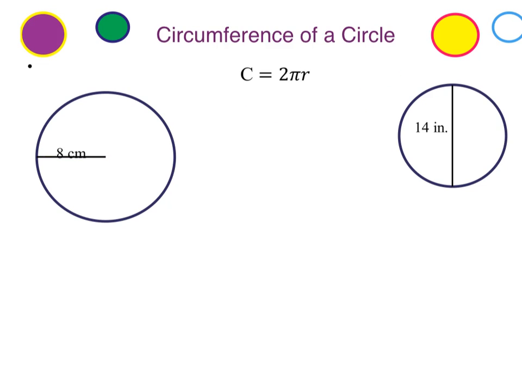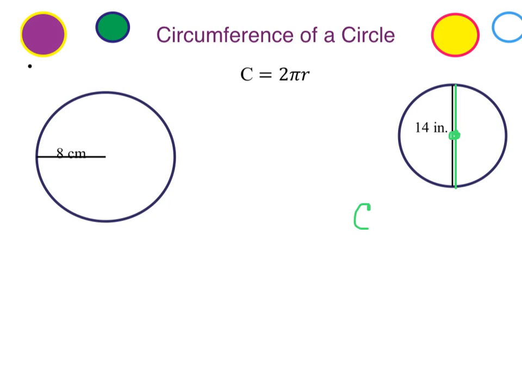Now let's take a look at this next circle. What do you notice about this circle compared to the last circle? Hopefully you can see that here we are not given a radius anymore. Here we are given the diameter of a circle. Because this line goes through the center and touches both ends of the circle, this is a diameter. Again, a diameter goes all the way through the center.